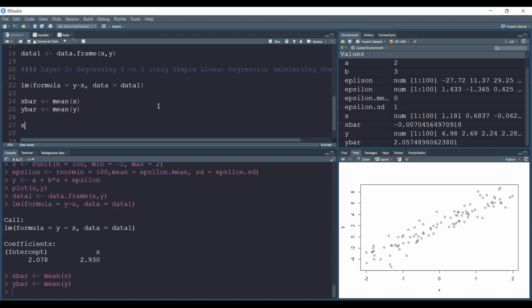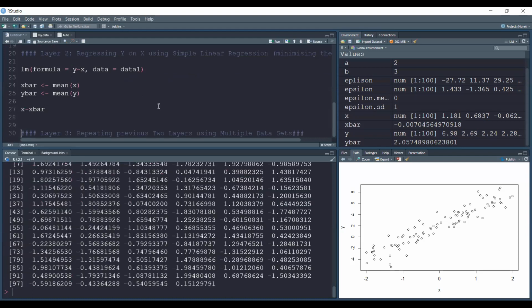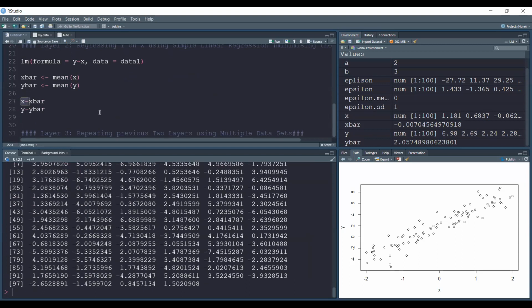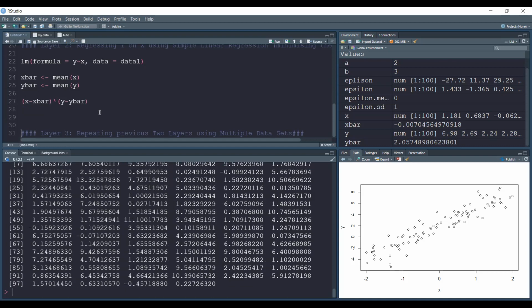Actually, really easy. You do x minus x bar. Actually, is it easy? Would that work? It probably has worked. So I guess what it does is that for every value in x, it subtracts x bar. For every value of y, we subtract y bar. And then we need their product. And now we just sum everything. And there you go.